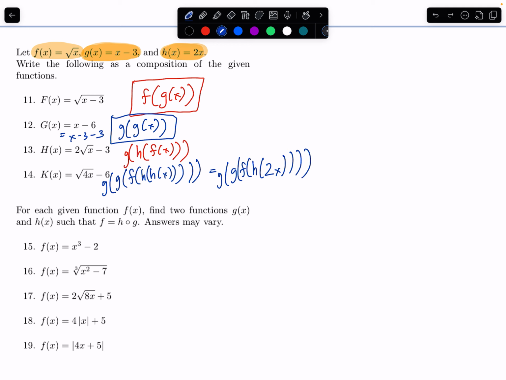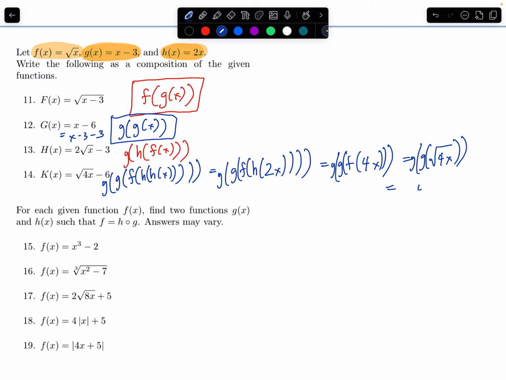Okay, next, apply this h. Applying the h, I get another doubling, so it's going to be 2x times 2. That's going to be 4x. So I've got the f, I've got the g, and another g. Next, take the f. That's going to be the square root of whatever I have, which is 4x. So square root of 4x. And I still have a g, and another g.